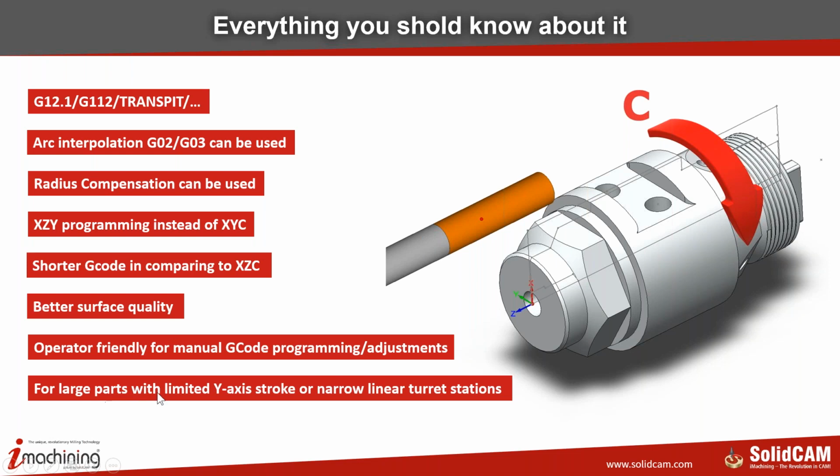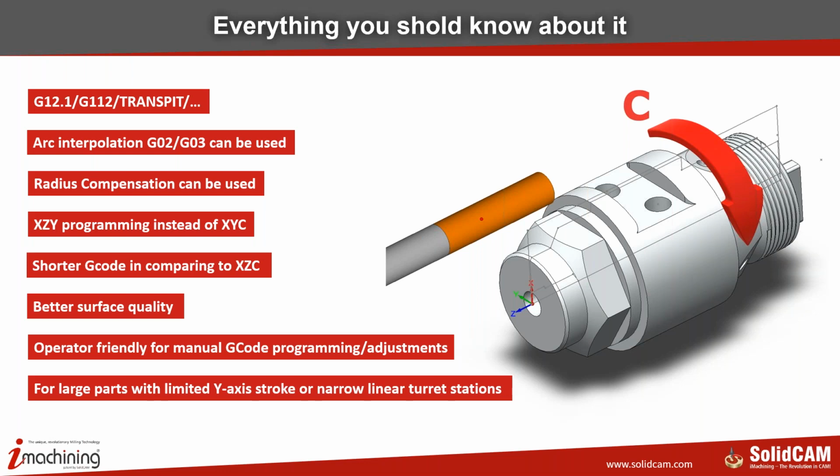And here at the bottom, I see if the part diameter exceeds the Y-axis stroke, basically you have no other option but to use the X-axis, Z-axis, and C-axis to rotate the part in order to achieve the surfaces of the part. Also, here I put another example on the narrow linear turret stations, like Swiss type machines. They have no other option but to use the C-axis. Otherwise, you can hit another tool next to it. So this is one of the examples.